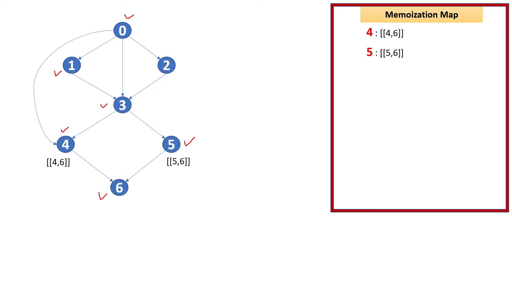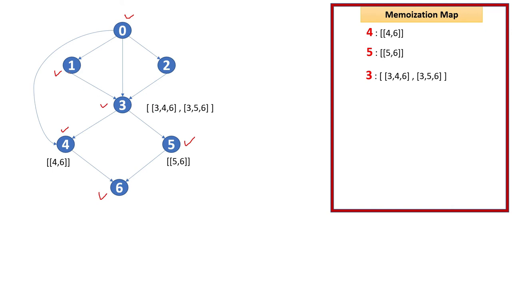Now from 3 we have traversed all the nodes, so we can update the paths for 3 also. This time we will get help of these two paths, because if we append 3 to each and every path for 4 and 5, then only we'll get all the paths for 3. So the paths for 3 will be, if we append 3 here, 3, 4, 6 and 3, 5, 6. Two paths, 3, 4, 6 and 3, 5, 6. And we have to update it in the memoization map.